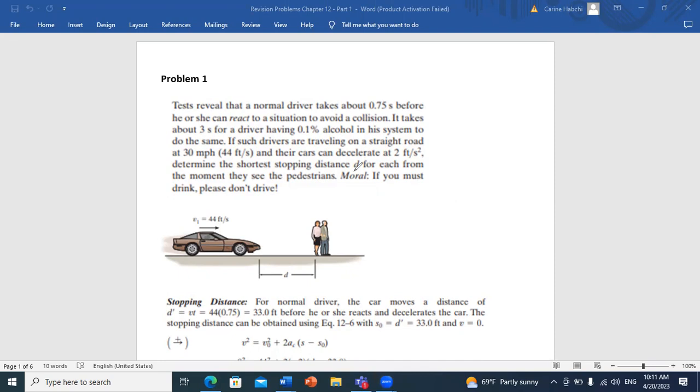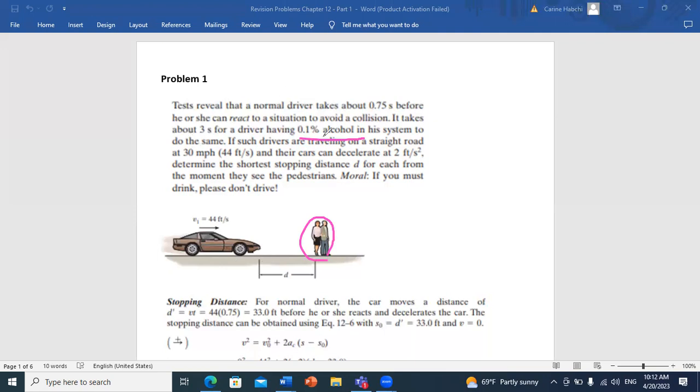Okay, so here in this problem we want to investigate the difference between a person that is driving the car in normal condition and a person that has a certain percentage of alcohol in his blood. Okay, so we'll see that whenever you drink alcohol, the reaction time to stop your car will be larger. You notice that there is a person and you must press the brakes, the time of reaction increases.